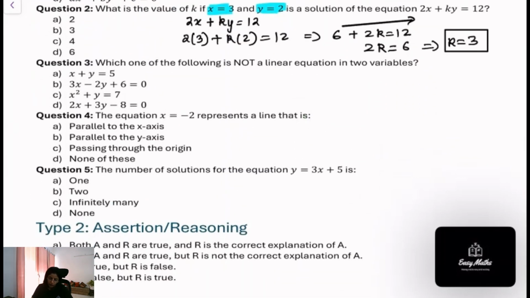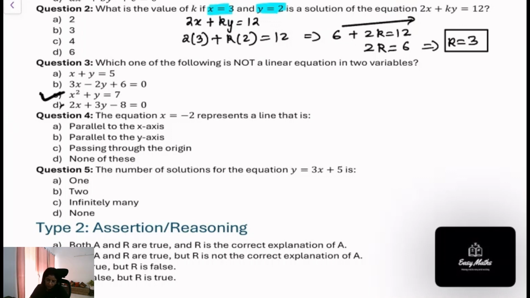Which one of the following is not a linear equation? What we have learned is that in a linear equation the power of x and y should always be one, and there should be two variables, meaning nothing other than x and y. Okay. Which one of the following is not a linear equation? We can see this has power 2, so this is not a linear equation.